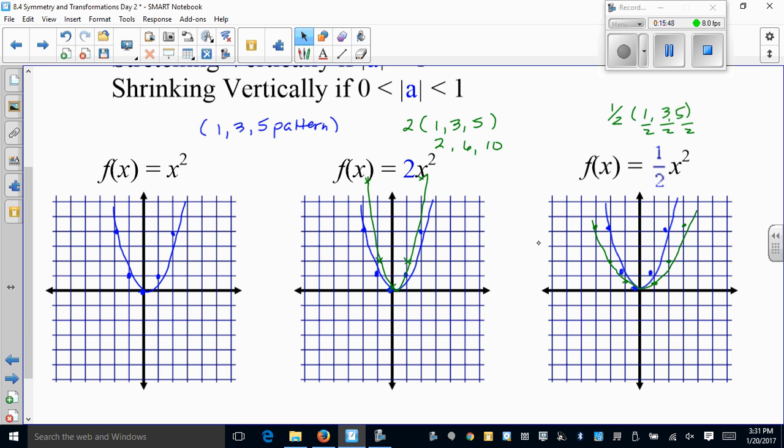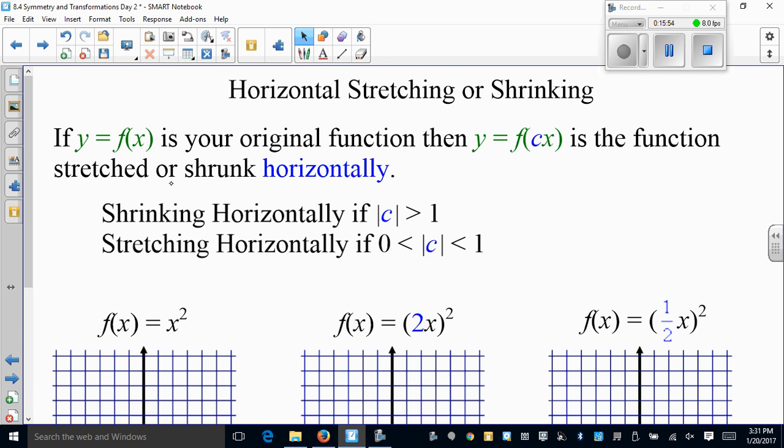The last one we have is a horizontal shrink and stretch, and we're using x squared again. This time, there it is, the C value is on the inside. But notice it's going to be a horizontal shrink if the absolute value of C is greater than 1, so anything larger than 1. And it's going to be a horizontal stretch if C is between 0 and 1.